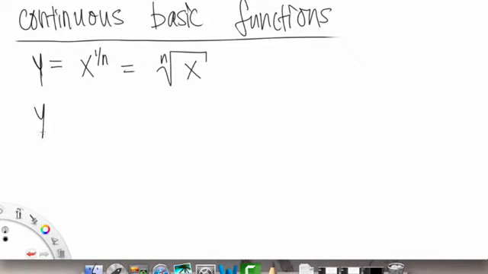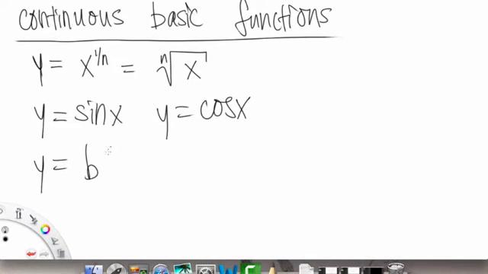Something else that will be continuous are the basic trigonometric functions, so sine of x as well as cosine of x, okay? So those are the wave-looking ones. We also have y equals b to the x power. That's a continuous function. It's kind of basic, as long as our b is greater than 0.